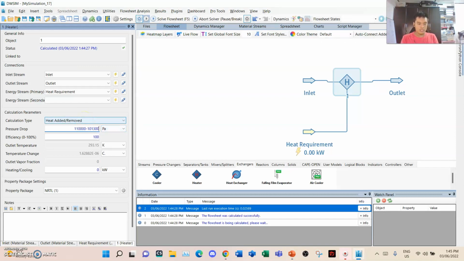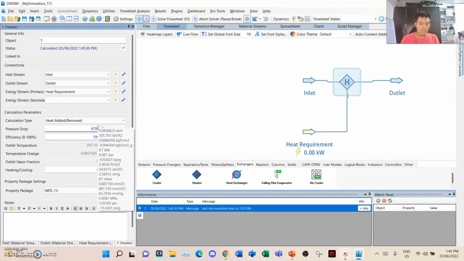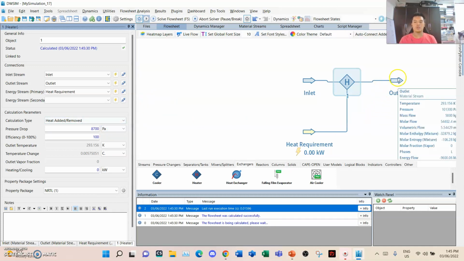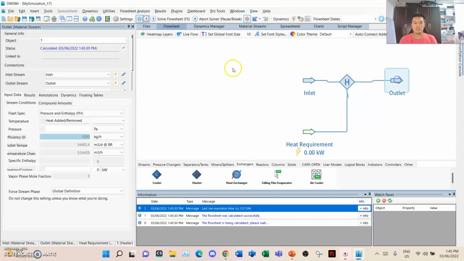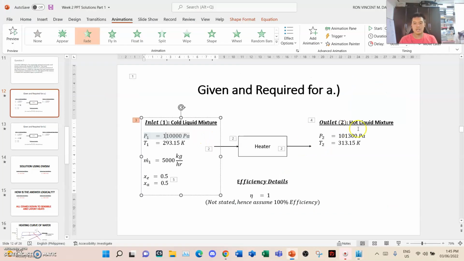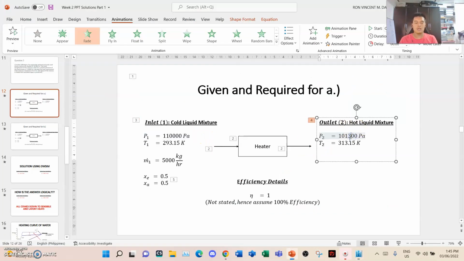101,300. I'm writing the formula here to assist you all. So we have a pressure drop of 8,700 pascal. To double check, the outlet pressure here is at 101,300 pascal, which is the needed one for our heater.